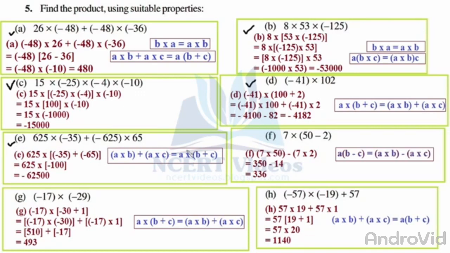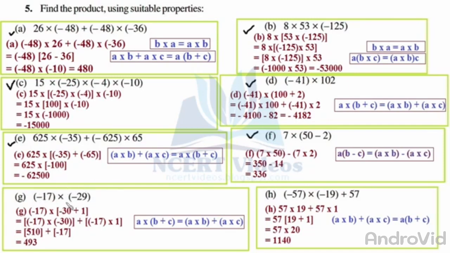F part. Here we don't make it 48, 50 minus 2, because that will complicate our calculation. That is the whole purpose of these exercises. Now using the distributive property over multiplication, doing the same thing. That is a into (b minus c) equals a into b, then subtracting a into c. Therefore 7 5s are 35, fixing 0 to it, minus 7 2s are 14, and subtracting it, the answer is 336.